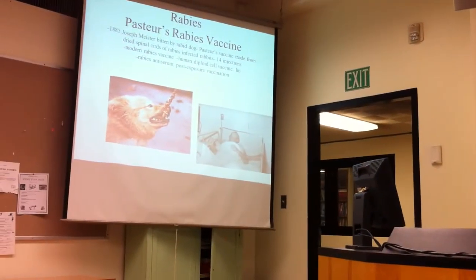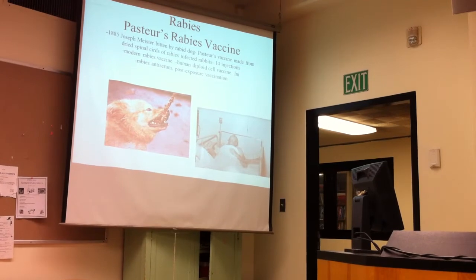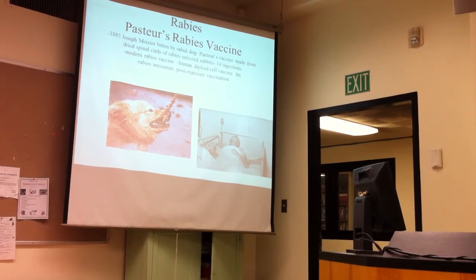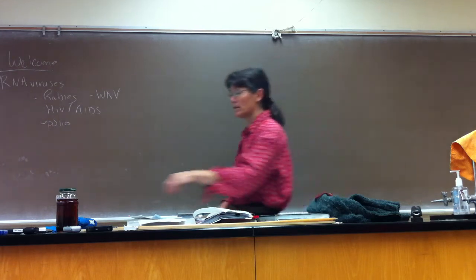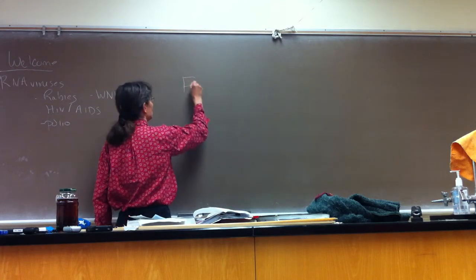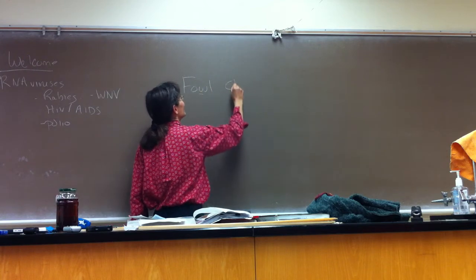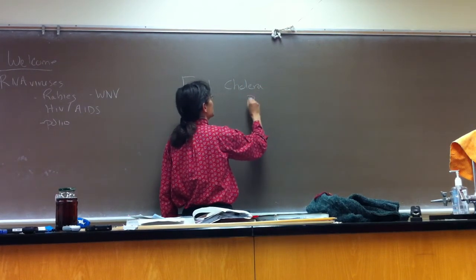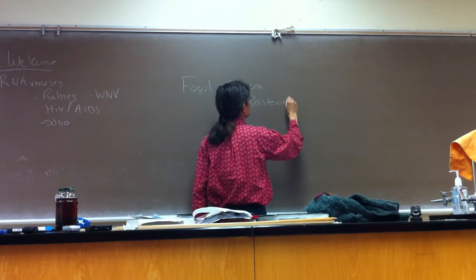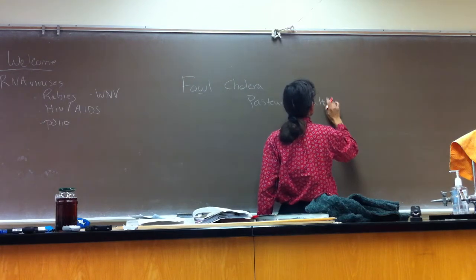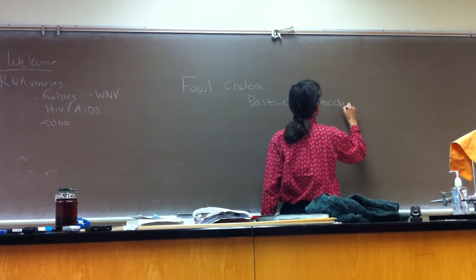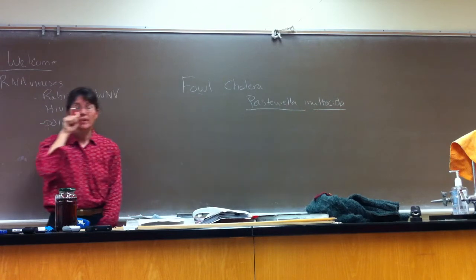Now, the original rabies vaccine was developed by Louis Pasteur. I mean, Pasteur was just this phenomenal person, you guys. I cannot believe how much he did. So Pasteur had been working with a bacterium that caused a disease in birds called fowl cholera. So fowl as in the birds, not foul, F-O-U-L. And this is a bacterium called Pasteurella multocida.